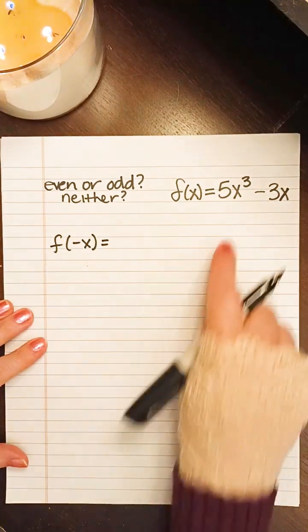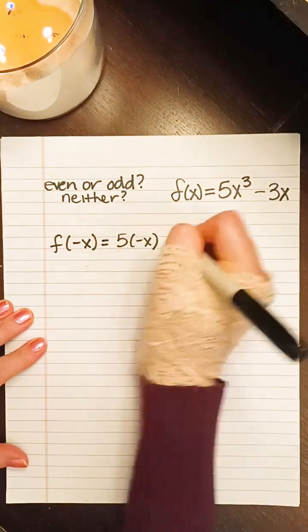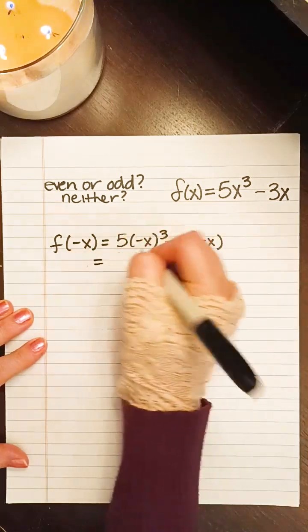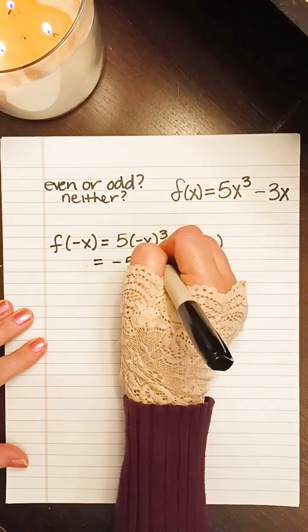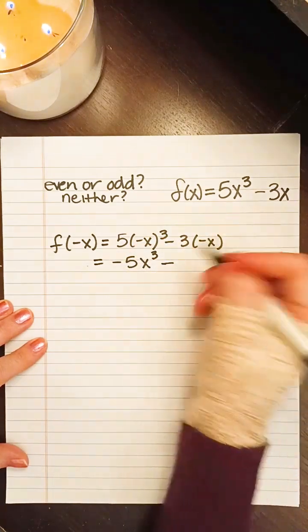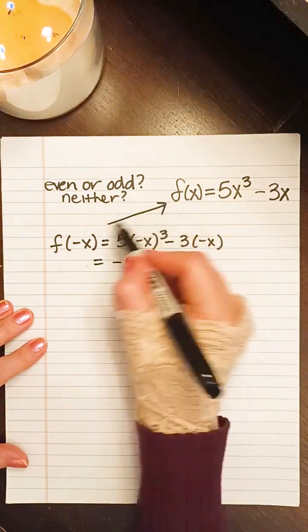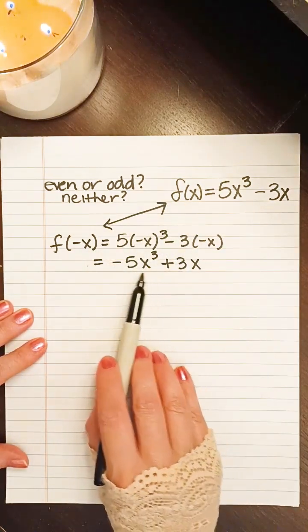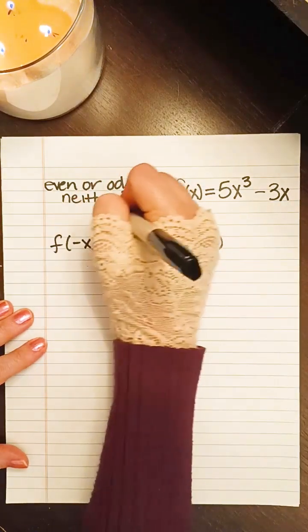The first thing you want to do is find f of negative x. All you do is replace all the x's that you see in f of x with a negative x and simplify. So negative x cubed times 5 would be negative 5x cubed. Negative 3 times negative x would be a positive 3x. And if f of negative x equals f of x, if these two results are the same, then the function would be even.